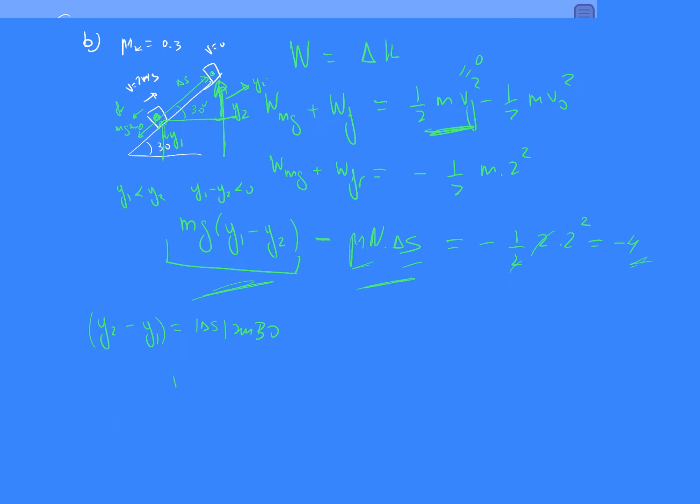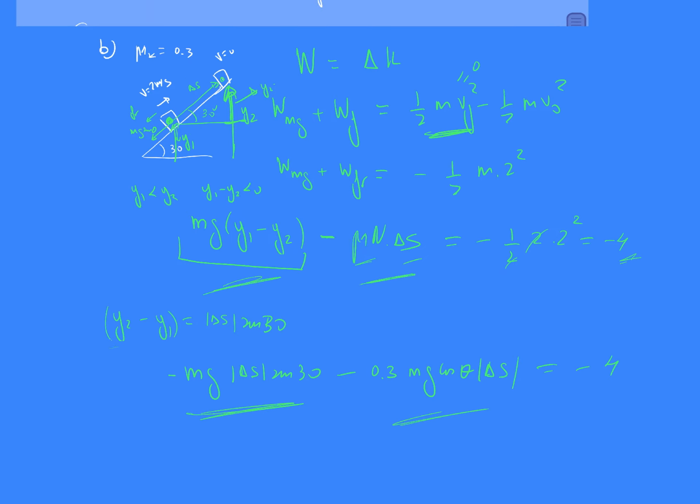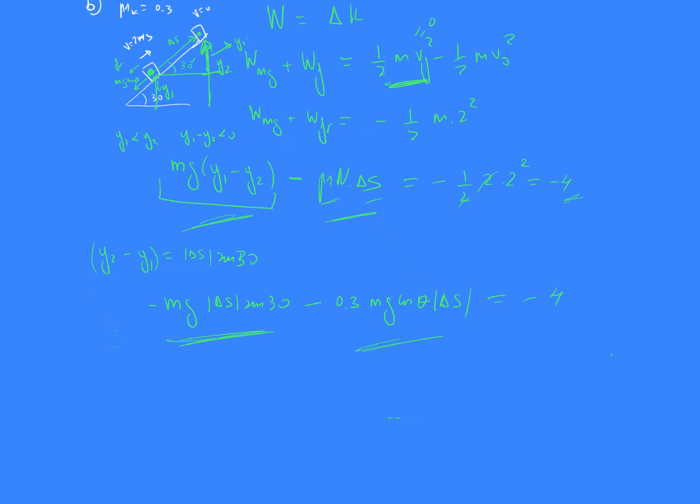So the things will be negative. So it will be mg multiplied by (y1 minus y2), and y1 minus y2 is minus delta s sine of 30, minus mu, where mu is 0.3, times the normal. The normal is mg cosine of theta, cosine of 30, times the magnitude of delta s. This is negative, and the total should be the change in the kinetic energy, that is minus 4, because it's a negative change in the kinetic energy.